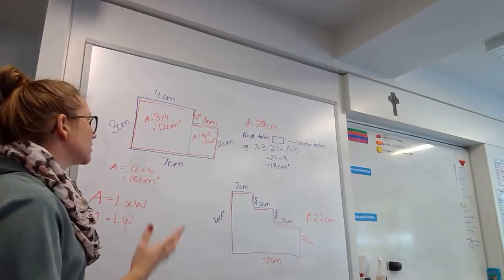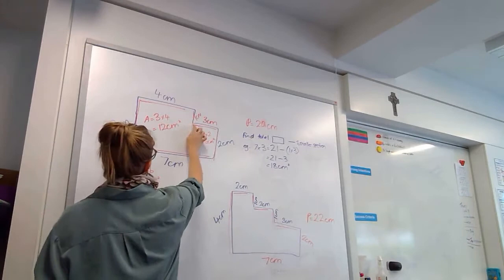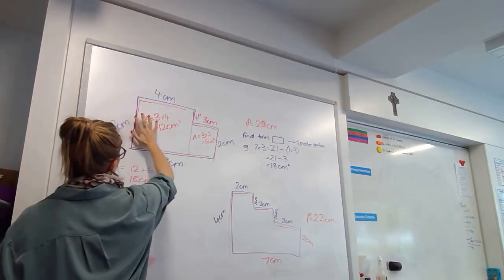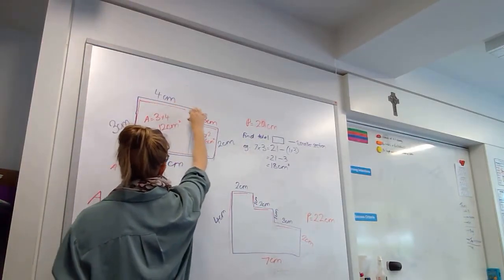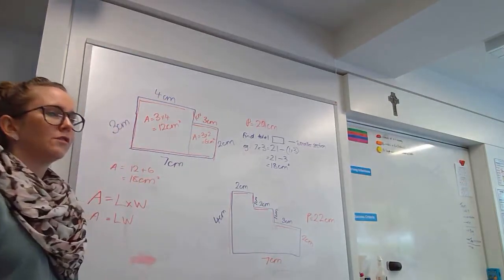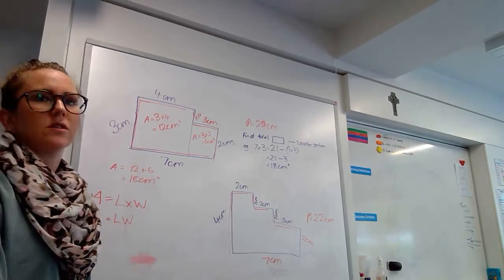Now another thing you could think about is you could actually divide it here instead and have this as a rectangle and this little section too. That's also perfectly fine. Same thinking process.